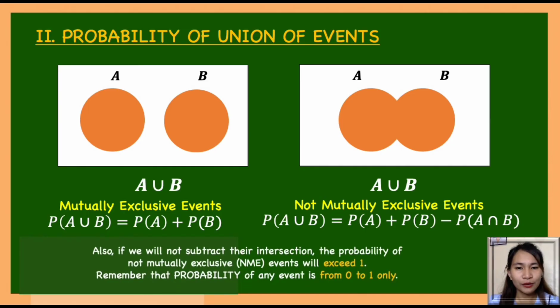Why do we have to subtract their intersection? It is because if we do not subtract it, the intersection will be counted twice and you will get a faulty answer. So take note of that. For not mutually exclusive events, we have to subtract their intersection. For mutually exclusive events, since we do not have an intersection, technically it will just be 0, so we no longer add the minus intersection.